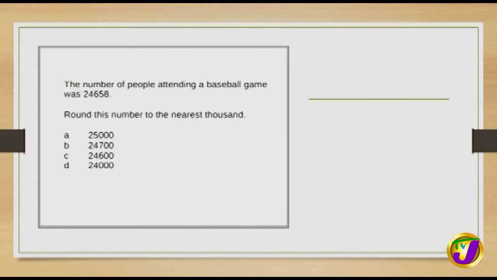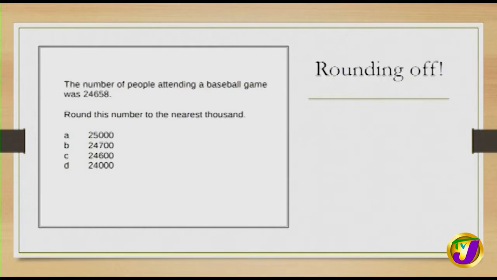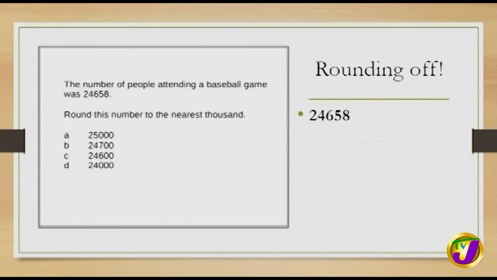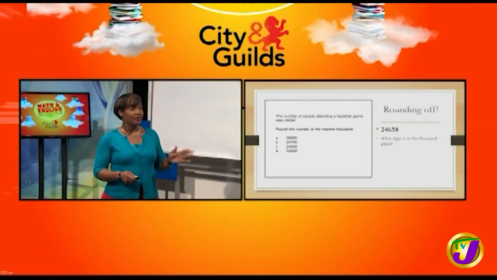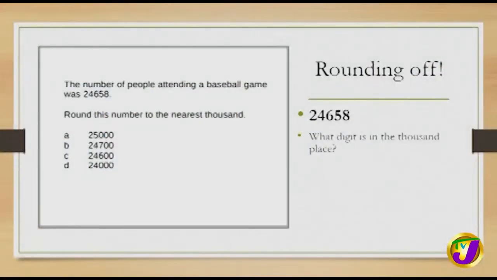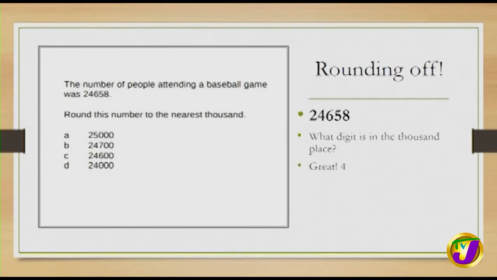So the first question: the number of people attending a baseball game was 24,658. Round this number to the nearest thousand. So we're rounding off. We look at the number. What's the first thing we want to do? What digit is in the thousand place? So we're rounding off to the thousand place. The 8 is in the ones, the 5 is in the tens, the 6 is in the hundreds, and the 4 is in the thousand place. So we have identified the digit that we're rounding off to, 4.